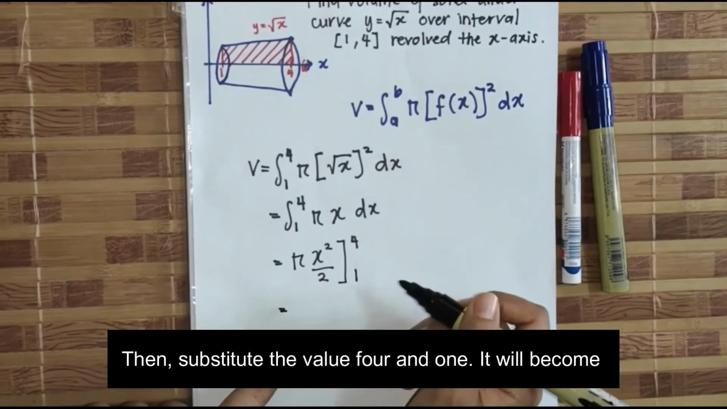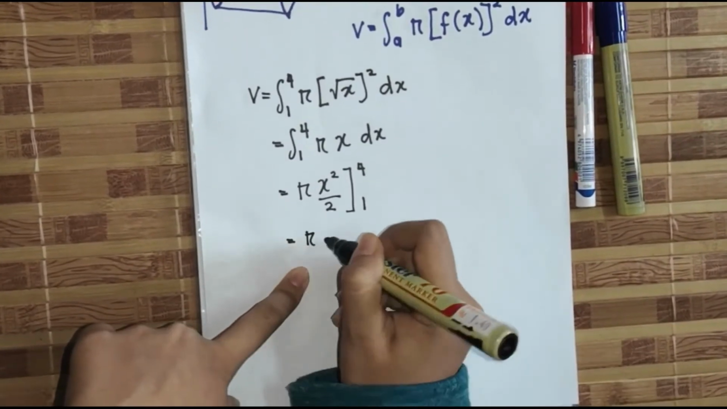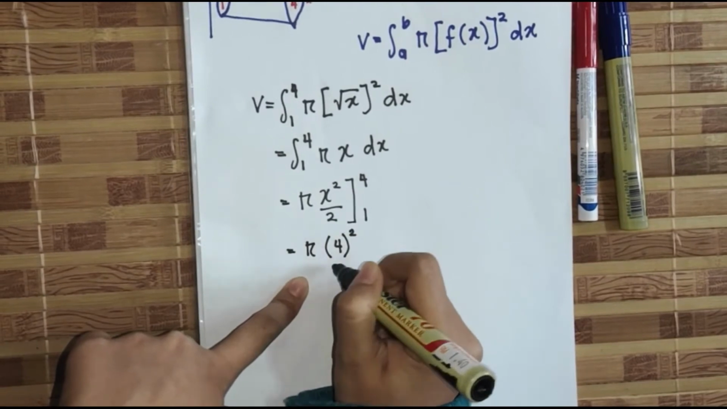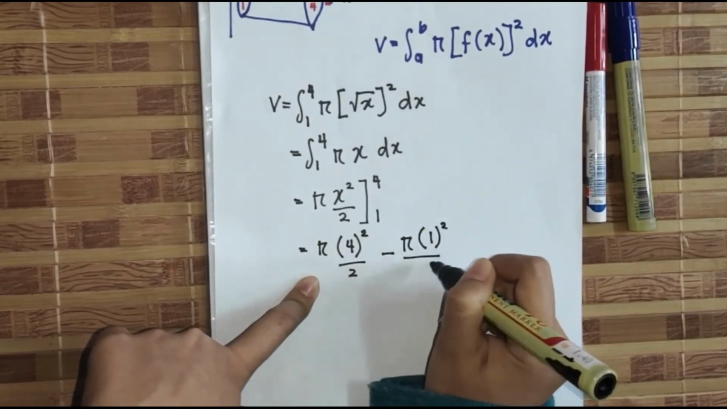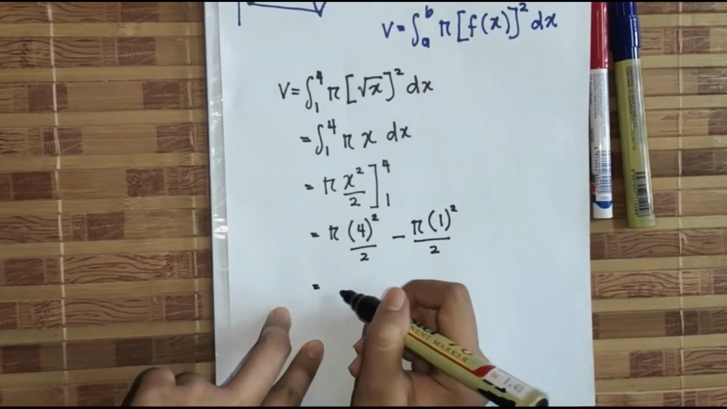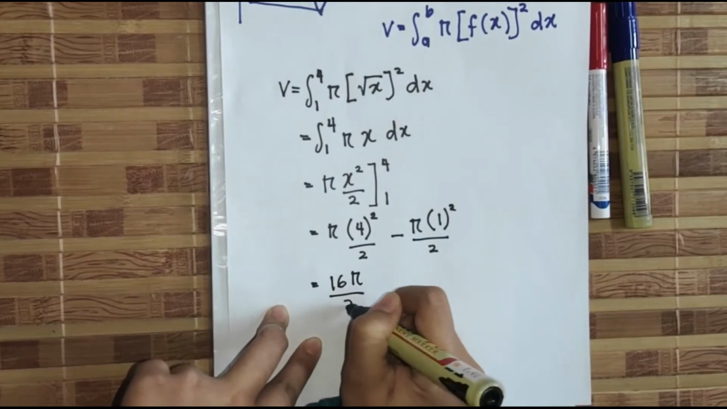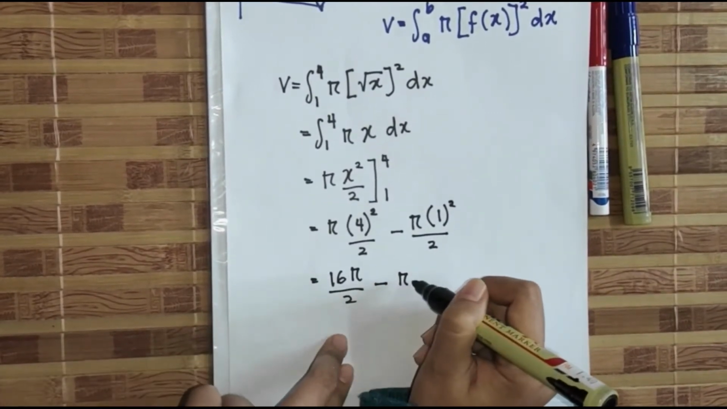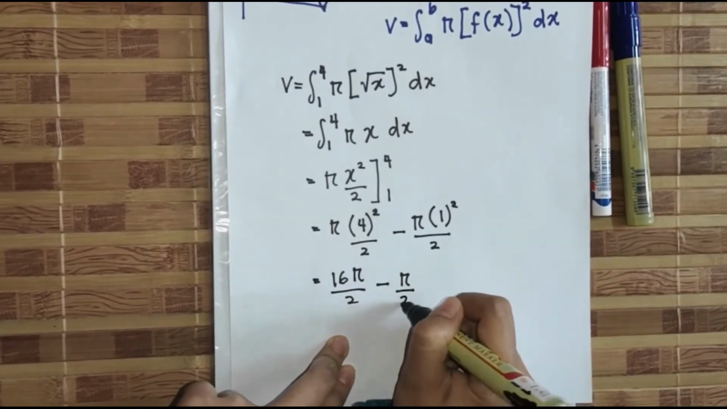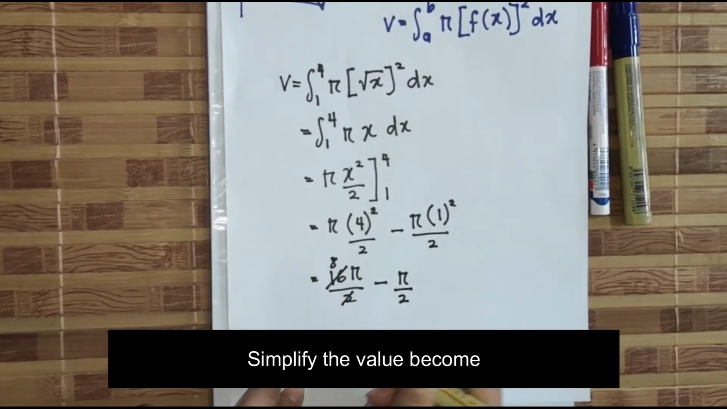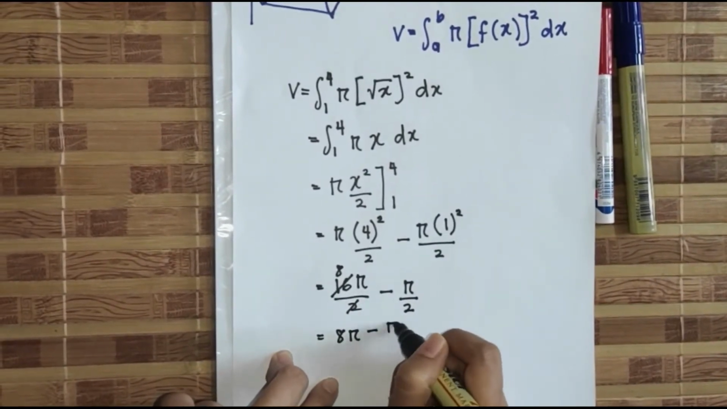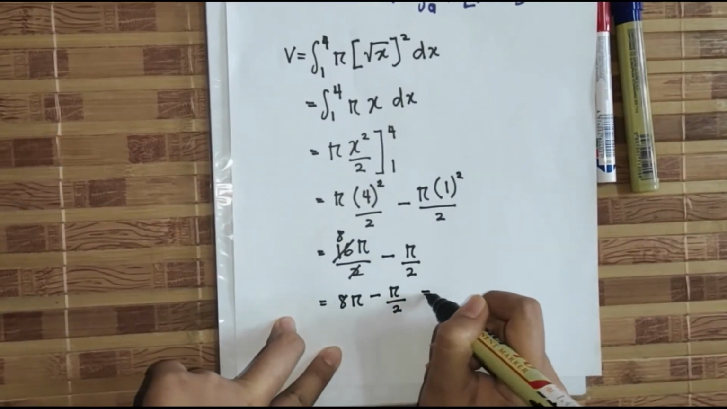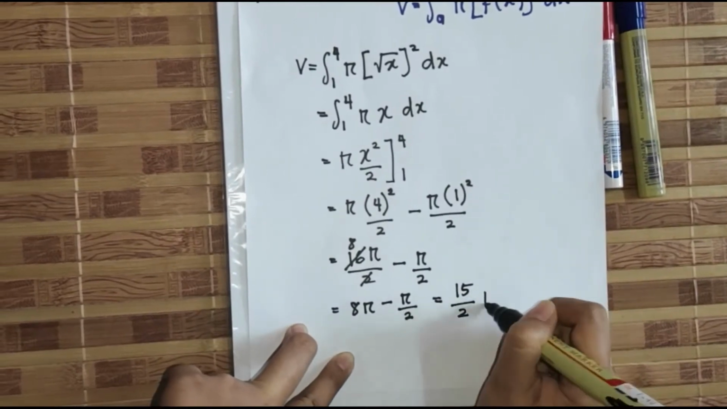Then substitute the values 4 and 1. It becomes pi 4 squared over 2 minus pi 1 squared over 2, equal to 16 pi over 2 minus pi over 2. Simplify the value, it becomes 8 pi minus pi over 2, equal to 15 over 2 pi.